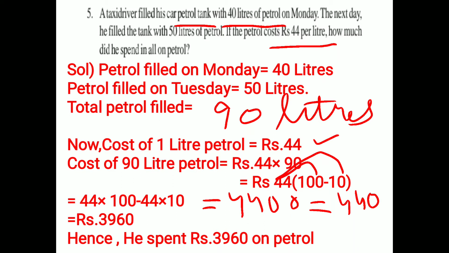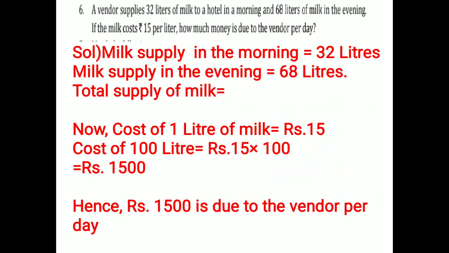Clear? So how much did he spend in all? The word 'did' is there, so that's why we write 'spent'. He spent rupees 3960 on petrol. Clear? Now we move to the next question.